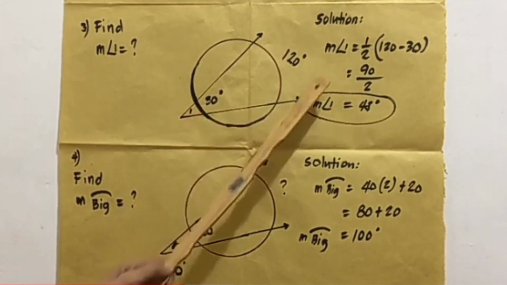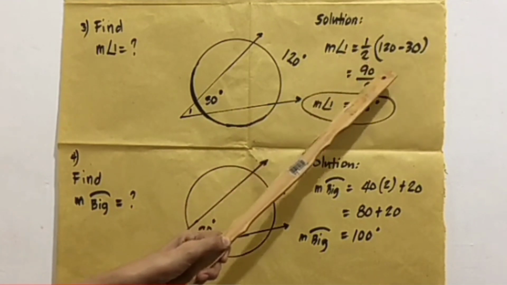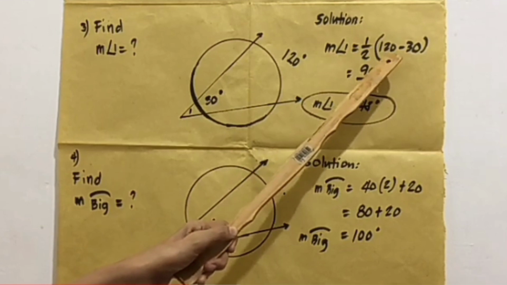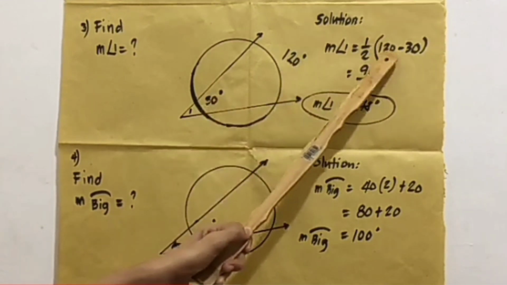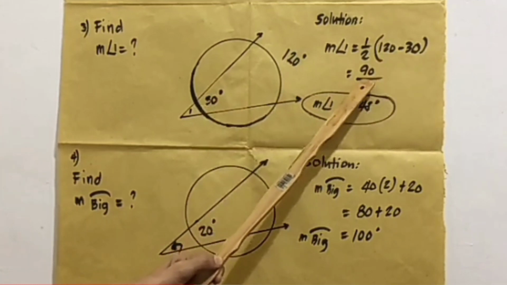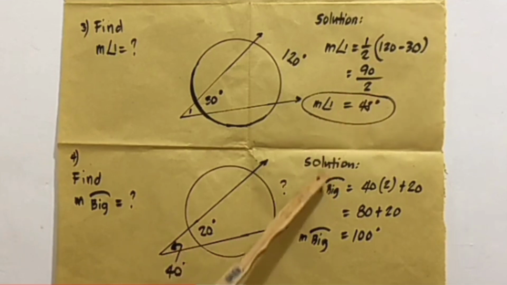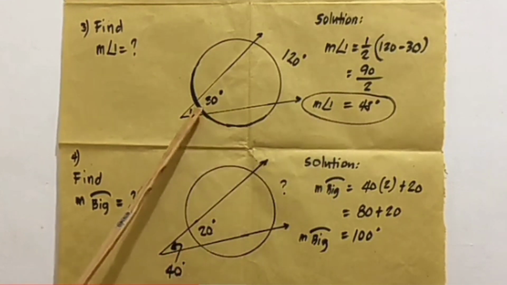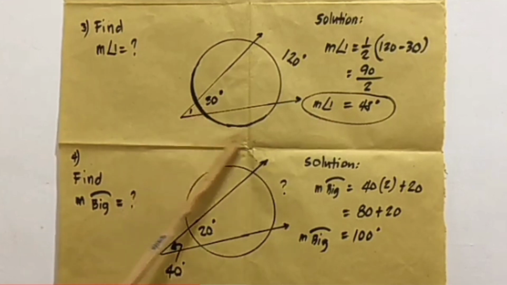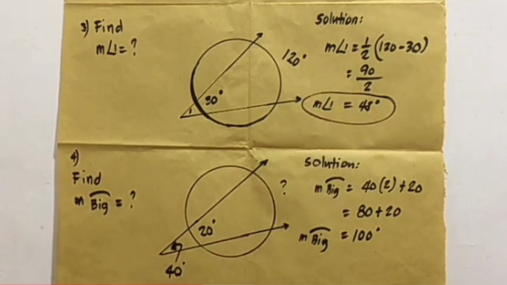We have the formula, measure of angle 1 equals 1/2. We have to subtract, 120 minus 30. So 120 minus 30 equals 90. Then times 1/2 equals 90 over 2. Then 90 divided by 2 equals 45 degrees. So therefore, the measure of this angle, measure of angle 1, equals 45 degrees.